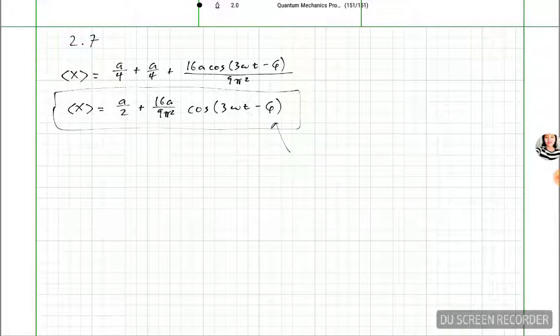Literally the only difference is that phase factor. So if phi equals pi halves, then that just means that this goes to a sine wave. It's just phase shifted 90 degrees. So it's a sine wave. It's exactly a sine wave. So then we have sine of 3 omega t.